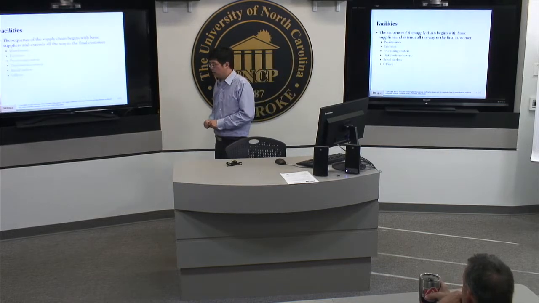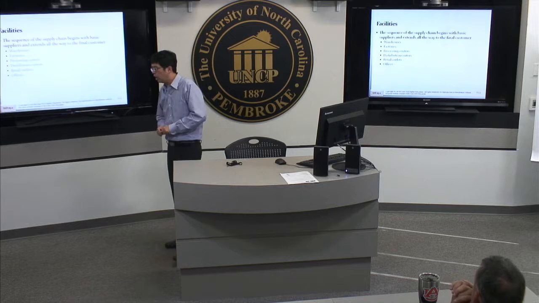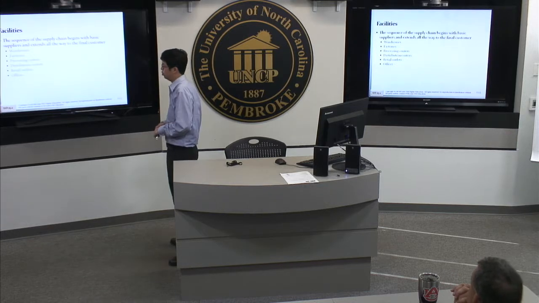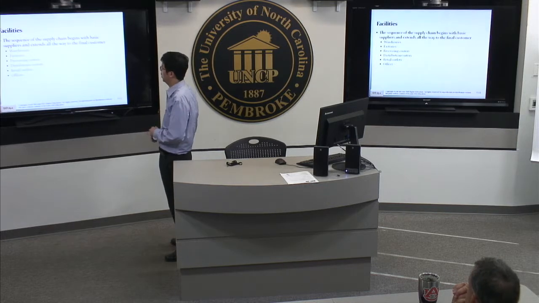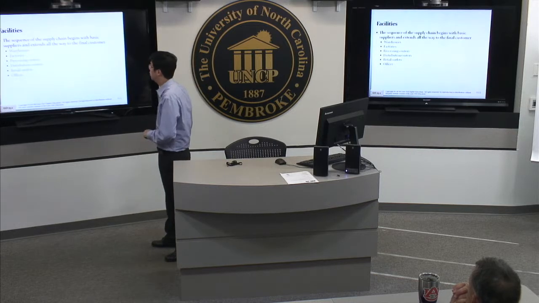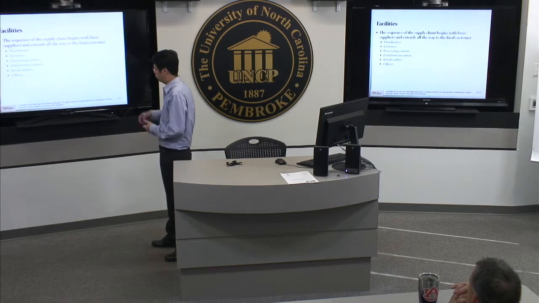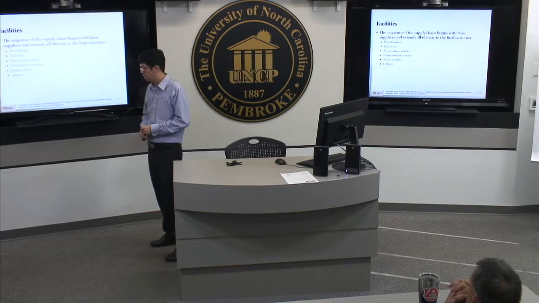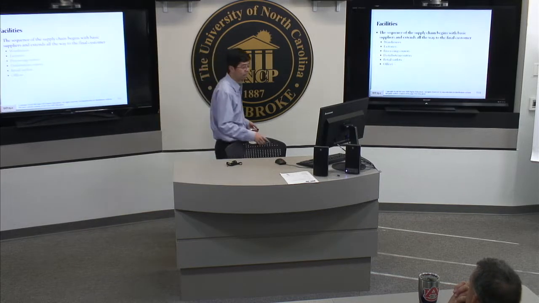Facility. Supply chain includes a lot of different facilities, such as warehouse, which can be in the middle of the supply chain, factory, usually the upstream of the supply chain, processing centers, distribution center, retail outlets, and offices.